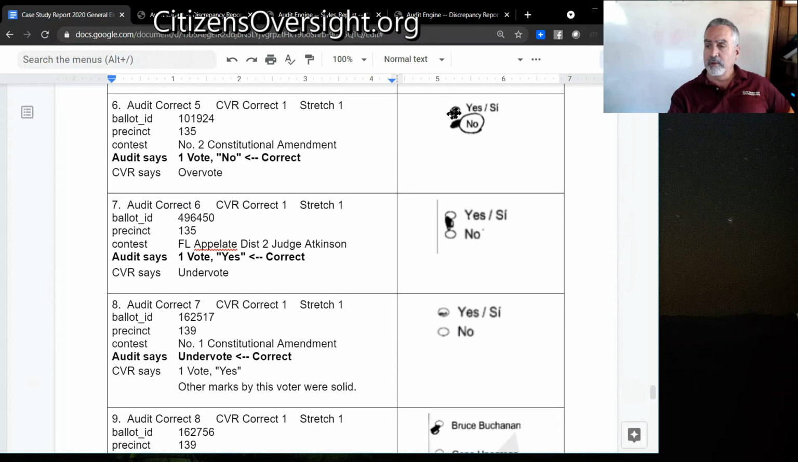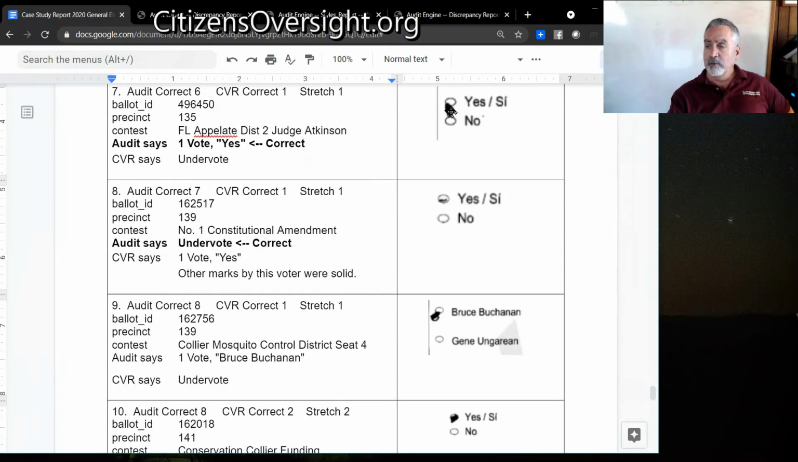So here is where the person obviously wanted to vote no. They said it was an overvote. We got it right. Here's one that's definitely marginal. It's very hard to know here, but we believe it should have been yes because it's mostly in yes. So we got that right. They said no vote at all. And this would not be brought up for any kind of adjudication by their system because undervotes are not brought up.